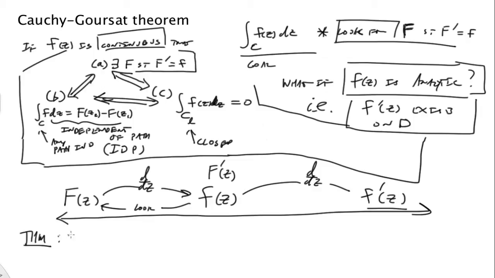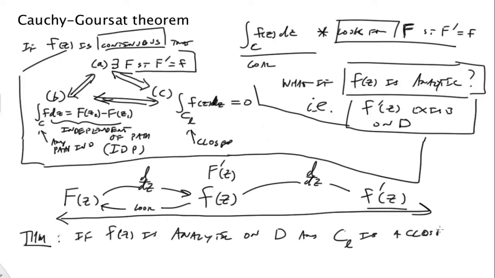Okay, so what we're going to state is if f of z is analytic on D, and CL is a closed path in D, then the integral of f on our closed path CL of f of z dz is equal to 0.